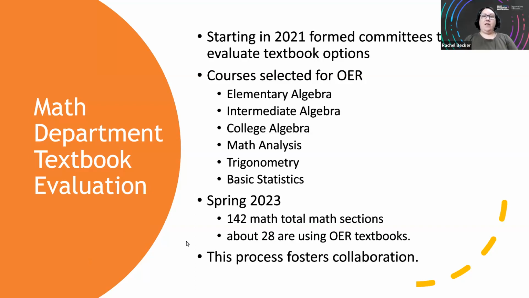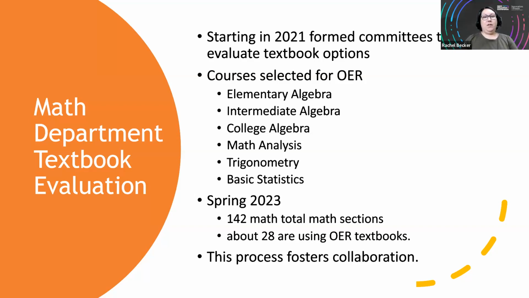So the math department started by forming a textbook committee to evaluate the textbook options. And they went through and selected courses that they felt would be good ones to look at for OER. And these were primarily ones that have high enrollment. They have a lot of adjunct faculty that teach it, so making it more streamlined would be easier on the faculty, especially ones that come in often a couple days before the classes start. And they selected elementary algebra, intermediate algebra, college algebra, math analysis, trigonometry, and basic statistics as ones to target first.